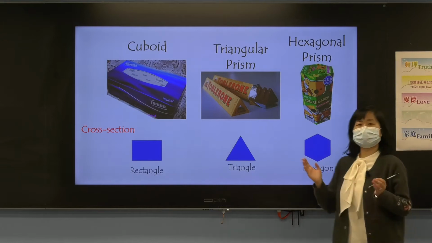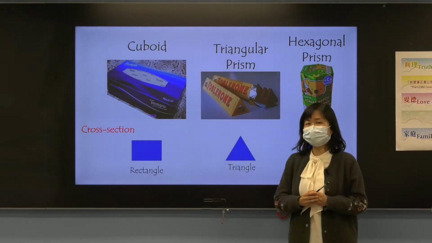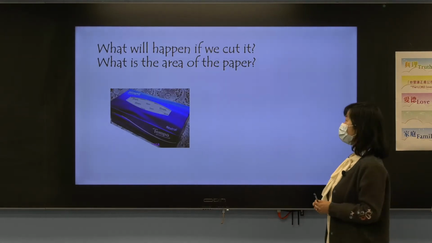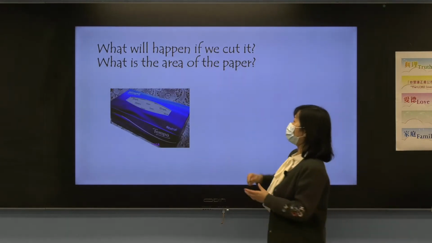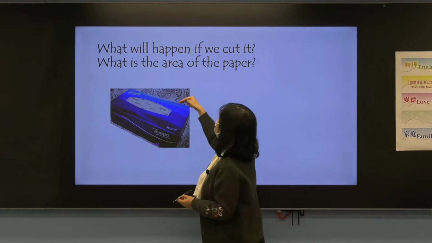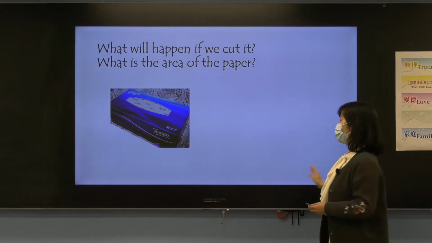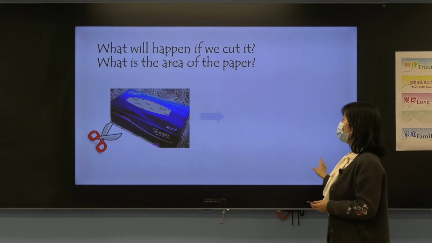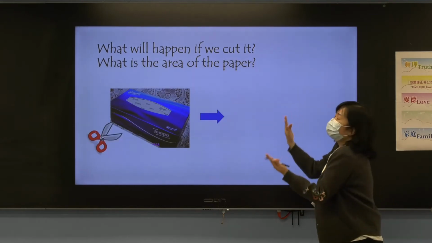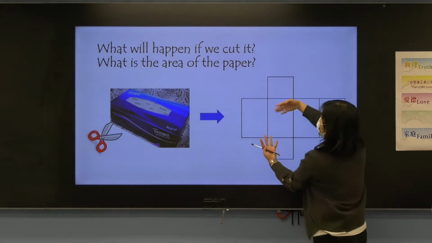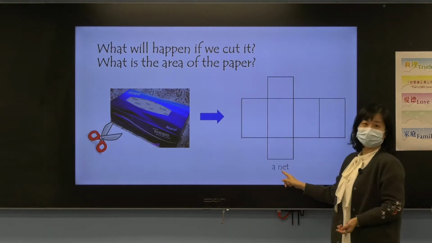So student, today the problem is, what is the total surface area of the different prisms? What will happen if we cut it? What is the area of the prism? So student, we take out a pair of scissors and then cut it. Then we unfold the paper. We have this. After cutting, we unfold the paper. We call it a net.